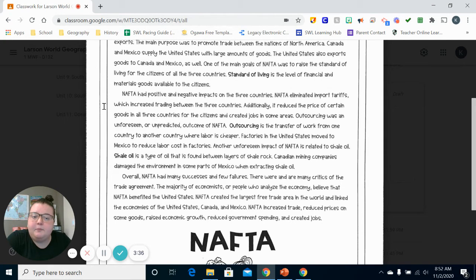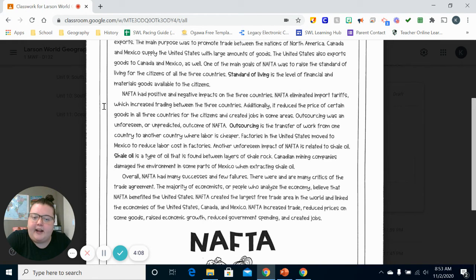NAFTA had positive and negative impacts on the 3 countries. NAFTA eliminated import tariffs, which increased trading between the 3 countries. Additionally, it reduced the price of certain goods in all 3 countries for the citizens and created jobs in some areas. Outsourcing was an unforeseen or unpredicted outcome of NAFTA. Outsourcing is the transfer of work from one country to another country where labor is cheaper. Factories in the United States moved to Mexico to reduce labor costs in factories.